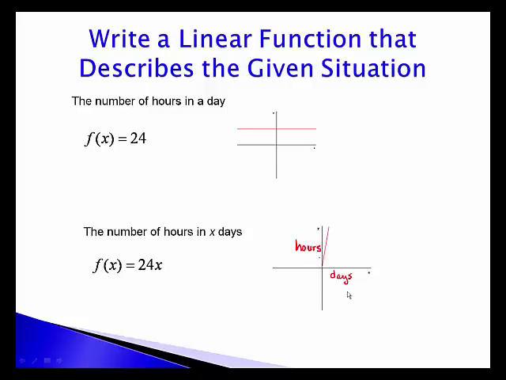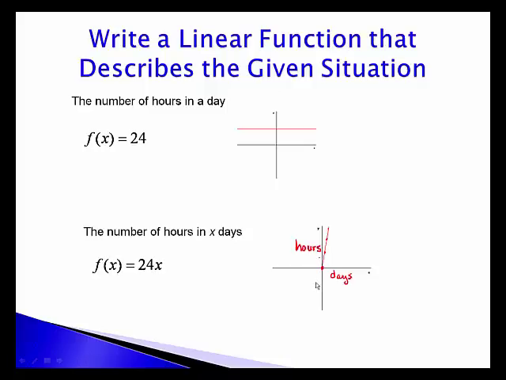So, when I have 0 days, how many hours do I have? Obviously 0 hours. What about when I have 1 day? How many hours do I have? 24. Well, what happens when I have 2 days? The number of hours goes up. What happens when I have 3 days? The number of hours goes up. And you can see here it's a linear function that's described by this picture.